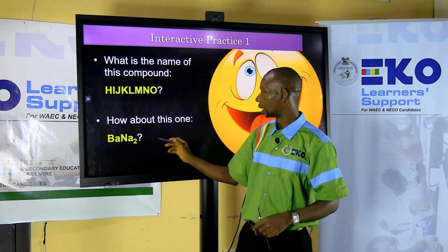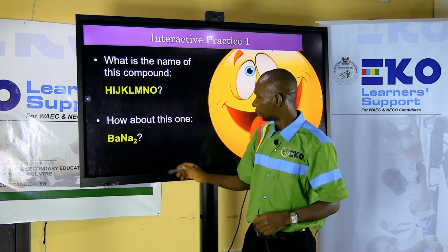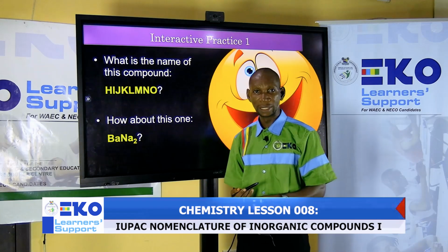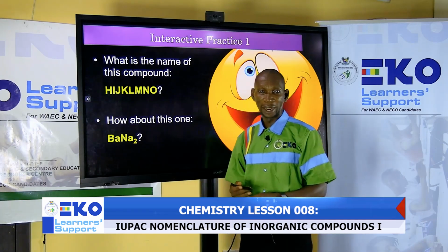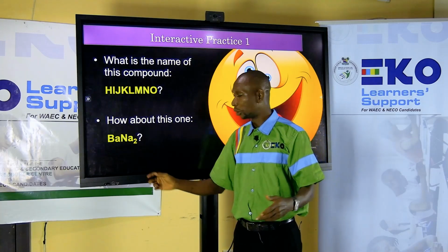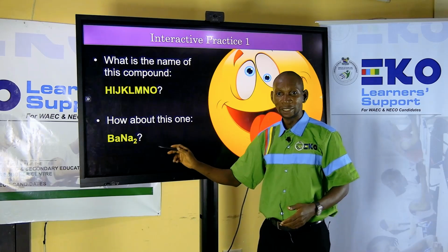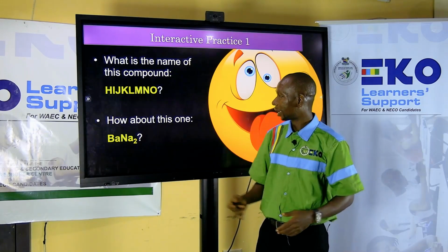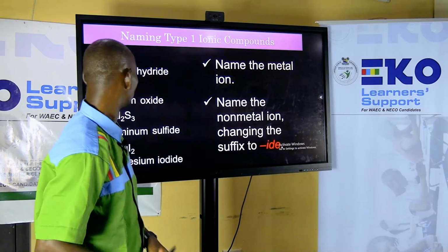How about this one? You have barium and you have sodium. Have you seen a compound like this before? Is it even possible to have a compound like this? The answer is no, because these are two metals combining together. I just put this to cheer you up. So jokingly, you can say that the name of this compound is banana, because you have two atoms of sodium there. Just to give a funny part to the lesson.